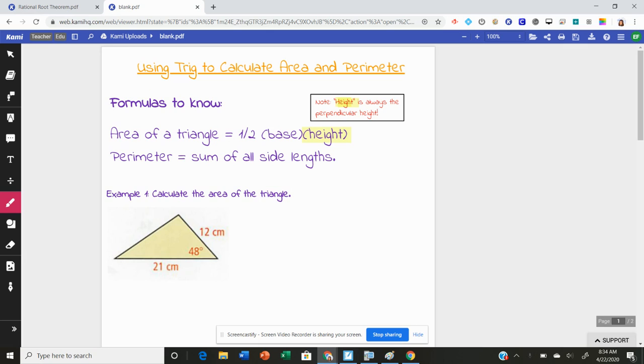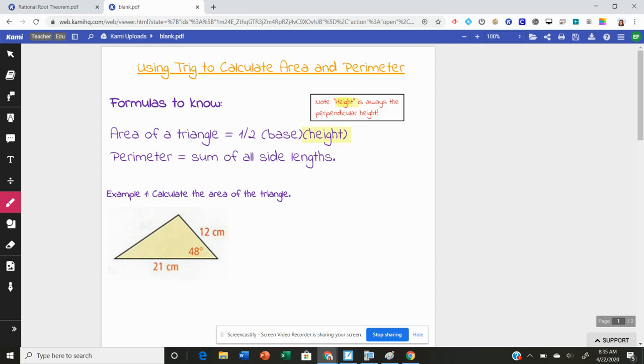Area of a triangle is 1/2 of your base times your height, and perimeter is just the sum or addition of all of the side lengths. Something to note here when we're talking about height is always perpendicular. So unless you know for a certain fact that you're looking at a right triangle, we have to drop down what's called our altitude. You might remember that from a prior unit. Drop down an altitude so we know that we have a perpendicular height.